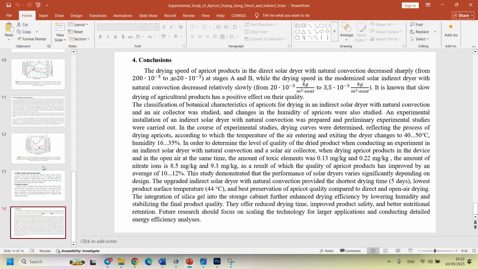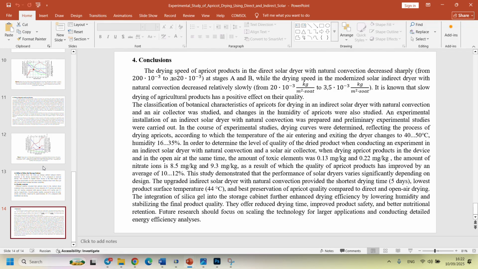The study demonstrated that the performance of solar dryers varies significantly depending on the design. The upgraded indirect solar dryer with natural convection provided the shortest drying time of 5 days, the lowest product surface temperature of 44 degrees Celsius, and the best preservation of apricot quality compared to the direct and open air dryers.